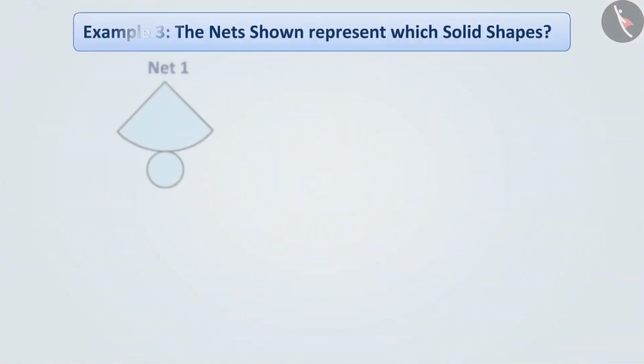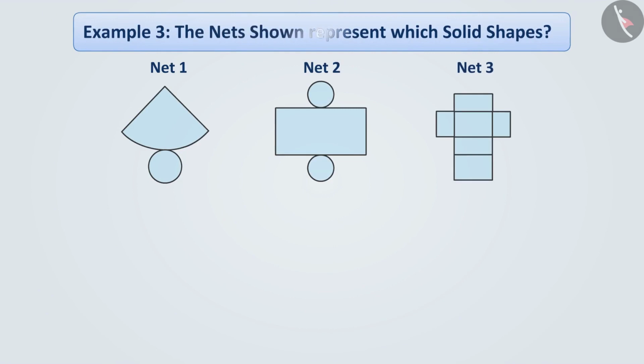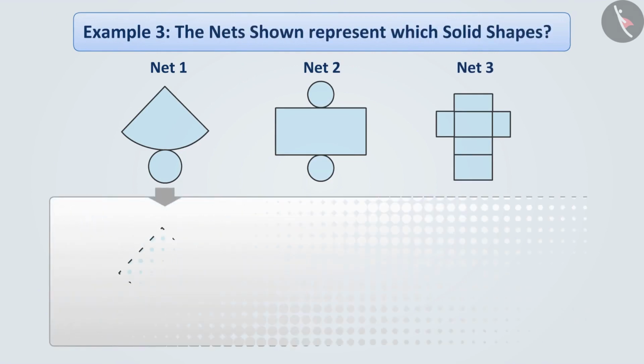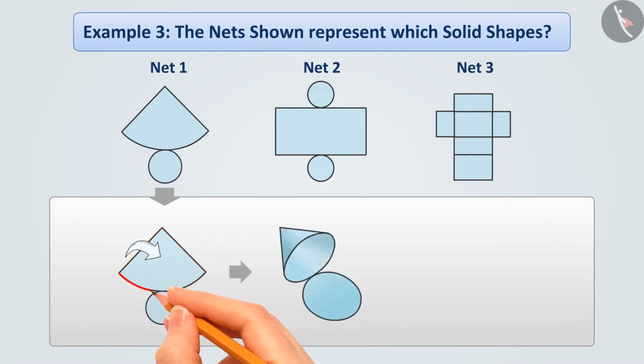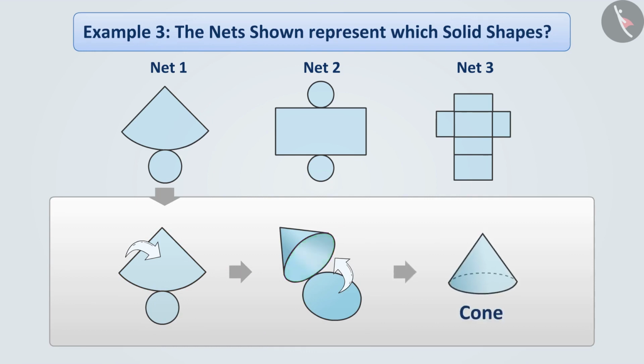Example 3. The nets shown represent which solid shapes? Let's talk about the first figure. If we rotate one of its straight sides to the other straight side, the curved part takes the form of a circle. By folding the circular shaped plate, we cover the open area. This gives us the shape of a cone.